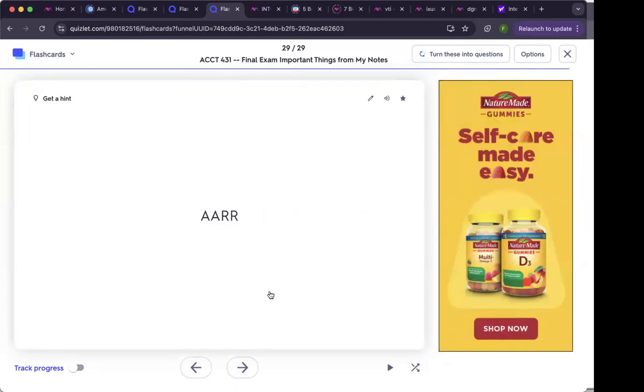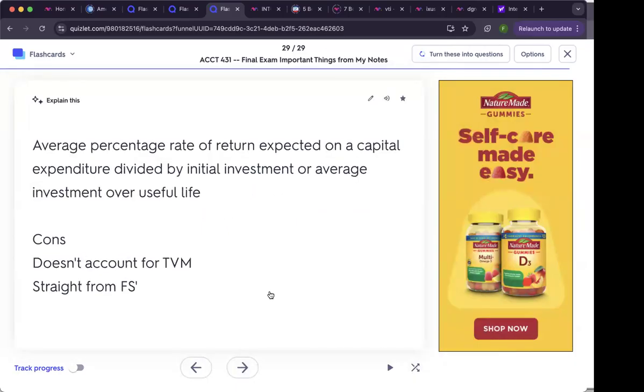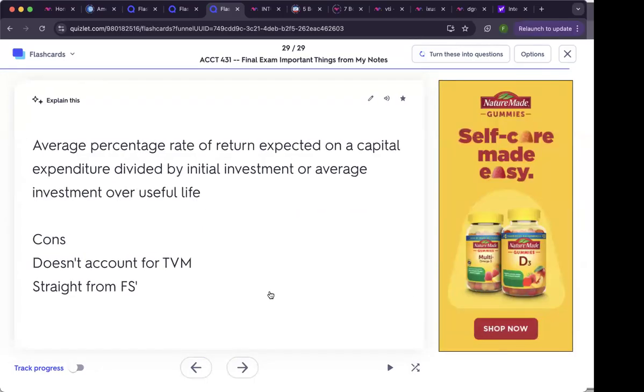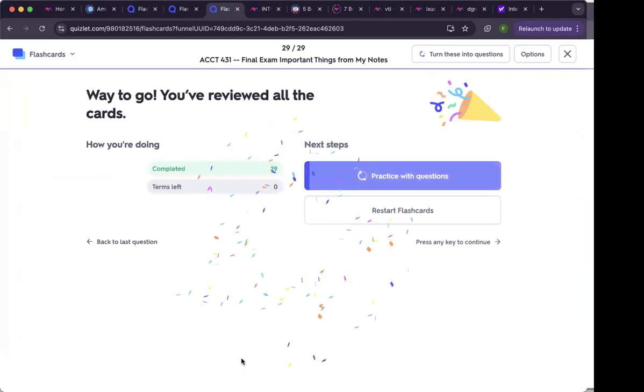Finally, AARR, the average percentage rate of return expected on a capital expenditure, divided by the initial investment or average investment over useful life. Cons, it doesn't account for the time value of money, and it's taking numbers straight from the financial statements, including the tax rate. So you kind of almost have to wait until the end of the year to do this one. At least that's my assumption there.